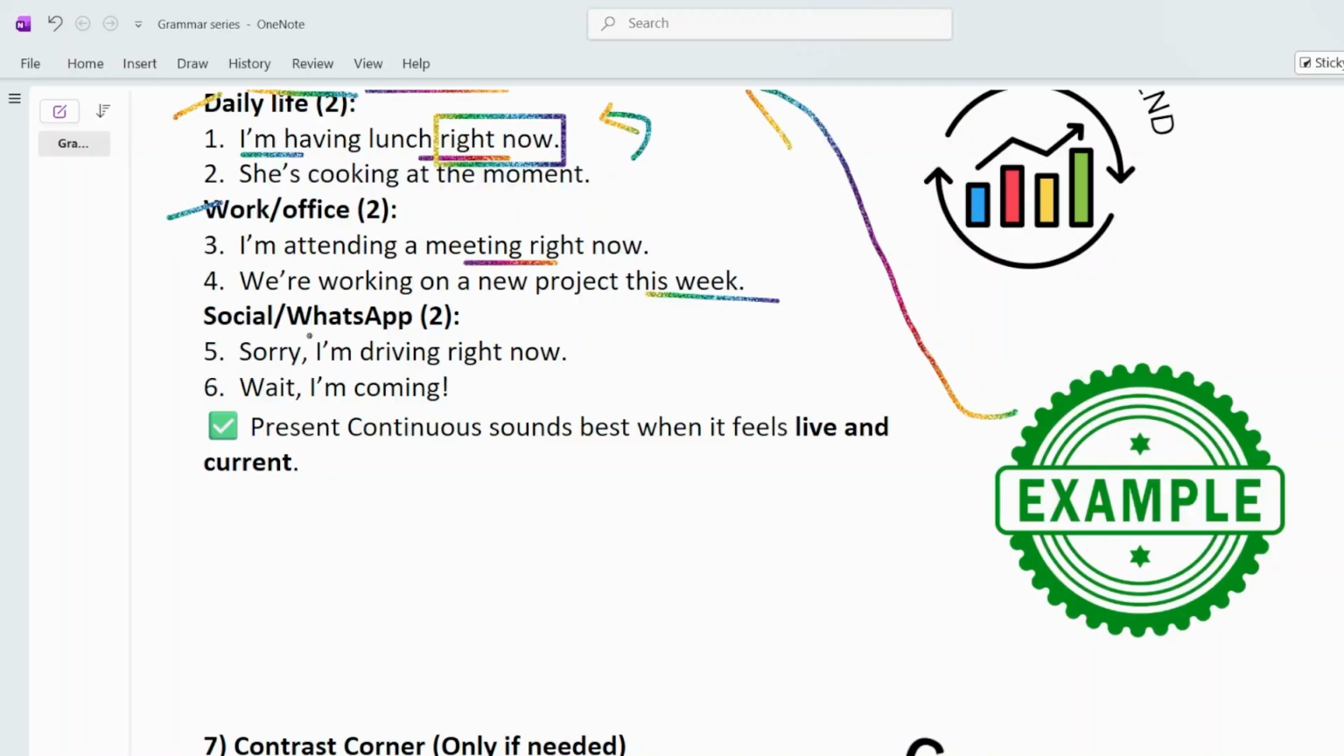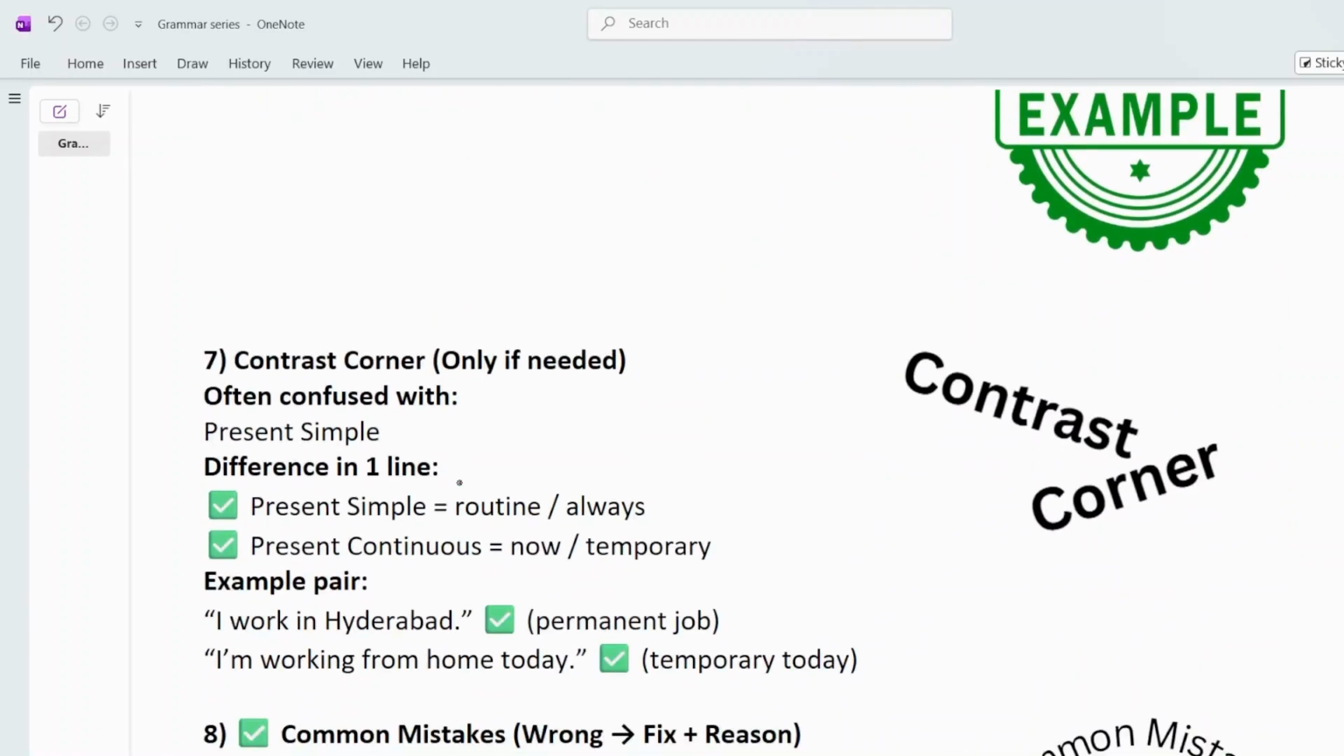All right, social or WhatsApp, that's a kind of trending topic right now. So sorry, I'm driving right now. When someone pings you on WhatsApp, I am driving, it's happening right now. That's why present continuous. Wait, I'm coming. So, present continuous tense sounds best when it feels live and current. Please remember that. The situation should be happening right now. That is the most important thing you need to keep in mind.